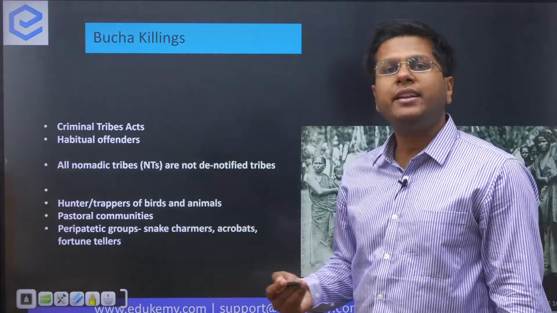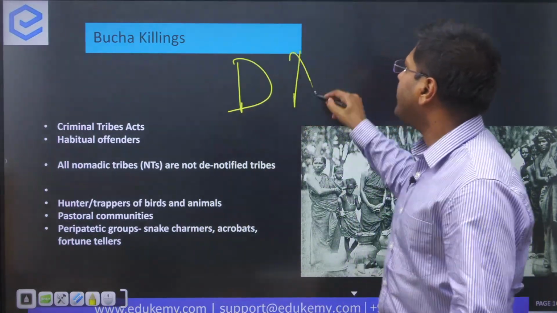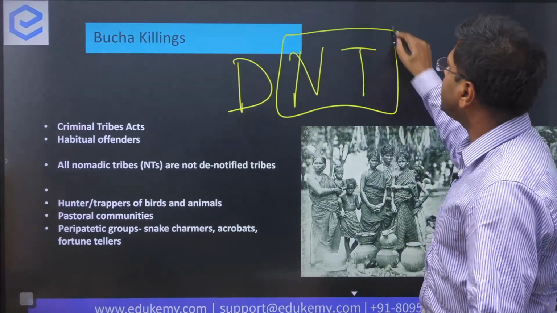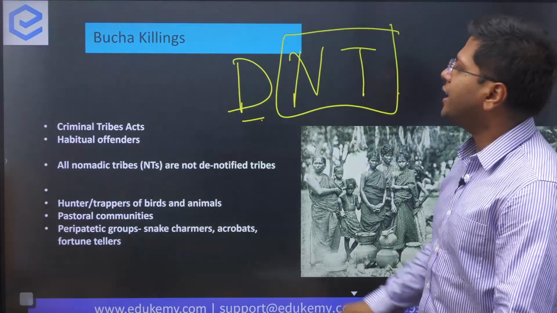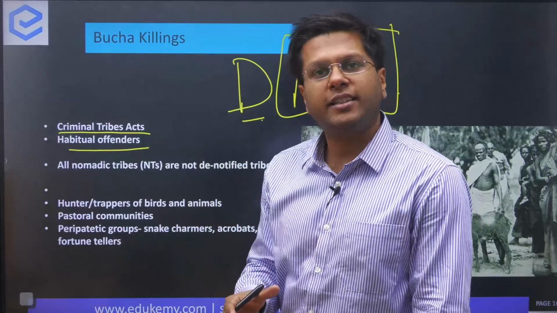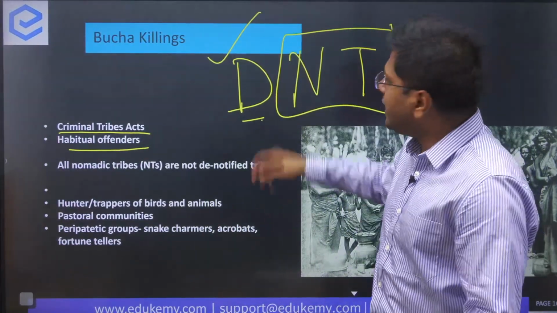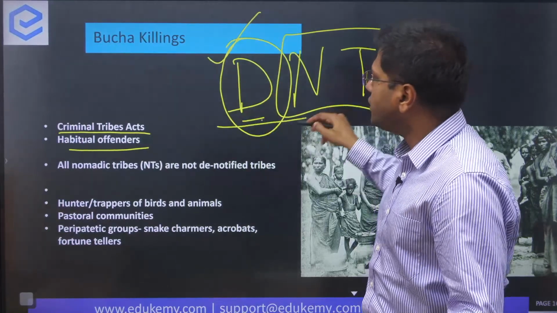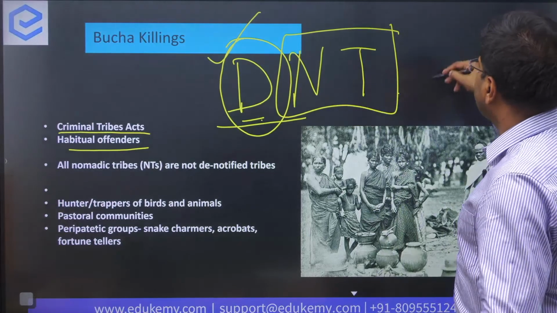But post independence, the government said that we will have to denotify these tribes, right? So these are denotified tribes. All the tribes which were a part of this Criminal Tribes Act, which were called habitual offenders, had to be released from this kind of cultural stigma, and that is why they were denotified tribes, right? So we had nomadic tribes.